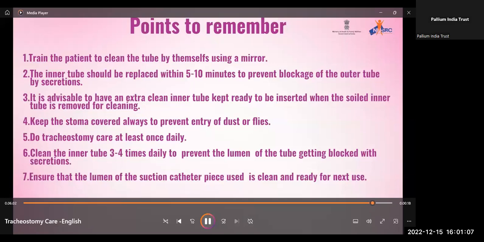Do tracheostomy care at least once daily. Clean the inner tube 3 to 4 times daily to prevent the lumen of the tube getting blocked with secretions. Ensure that the lumen of the suction catheter piece used is clean and ready for next use.